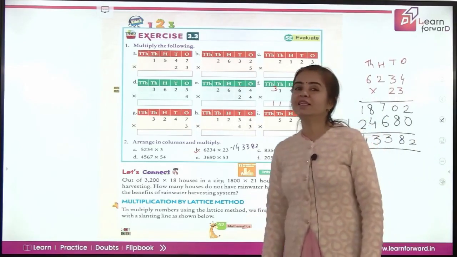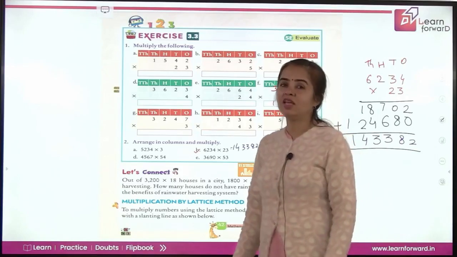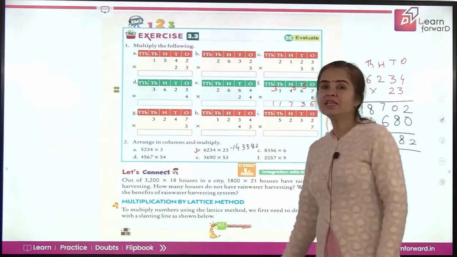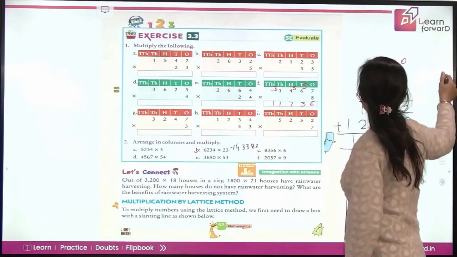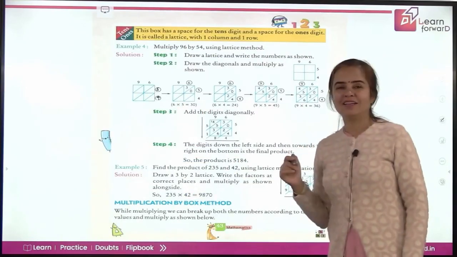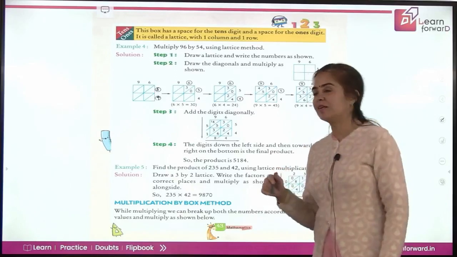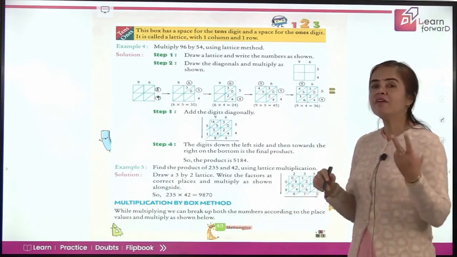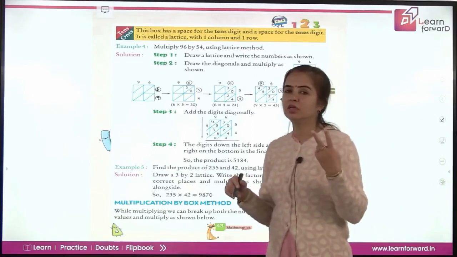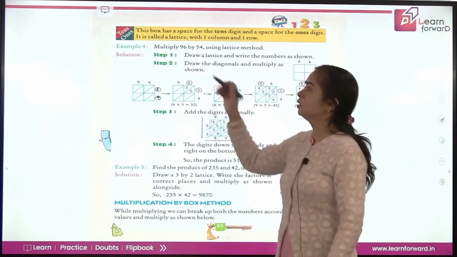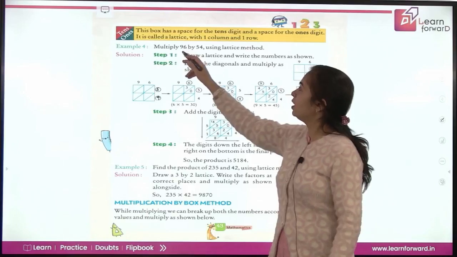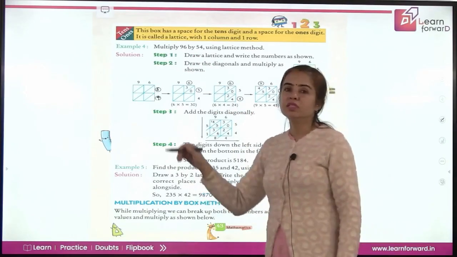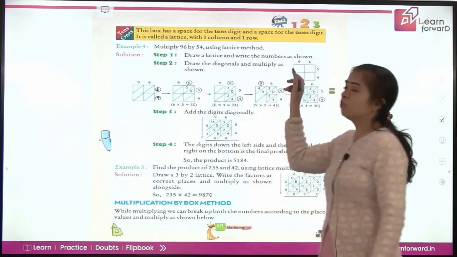Now, there is another interesting way to do multiplication, and that is called lattice multiplication. How do you do this? Let us understand the lattice method. So, for this, you first have to make a box. We have an example of 2-digit number being multiplied by another 2-digit number. So, if you have to multiply 96 by 54, what do you have to do? Just make a box of 2 by 2 like this.